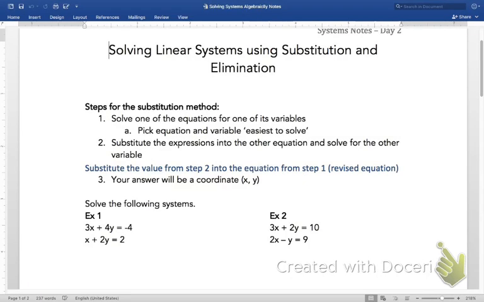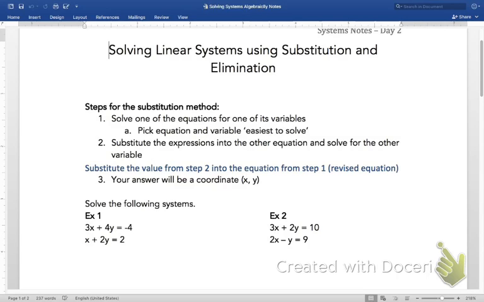Whenever we solve linear systems algebraically, there are two different ways to do it. We talked about graphing yesterday. Algebraically, you're going to solve it for a particular variable. In certain cases, there are certain ways that will be better than others.